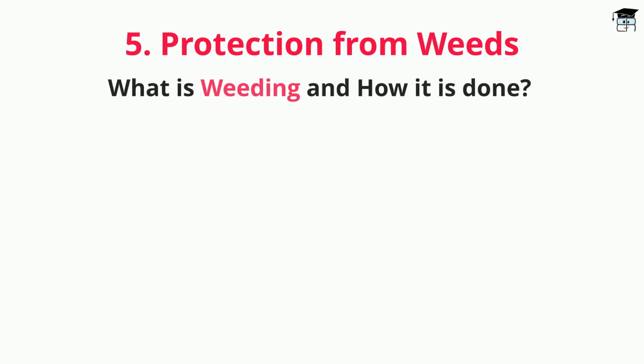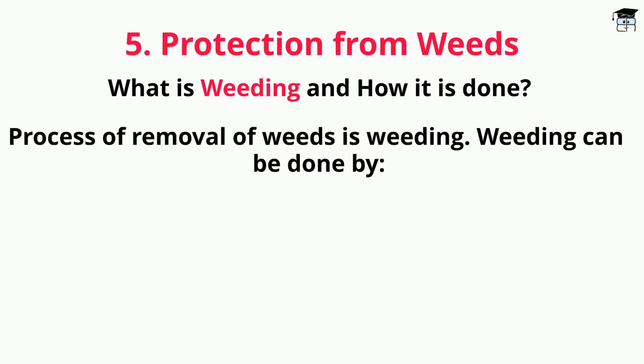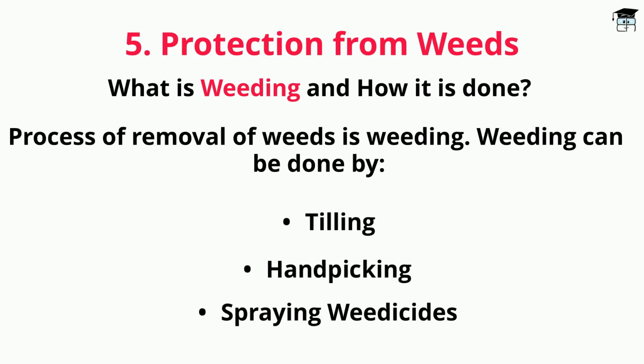What is weeding? And how it is done? Process of removal of weed is called weeding. Weeding can be done by tilling, by hand picking, and by spraying weedicides. Let's discuss each of the weeding techniques briefly.